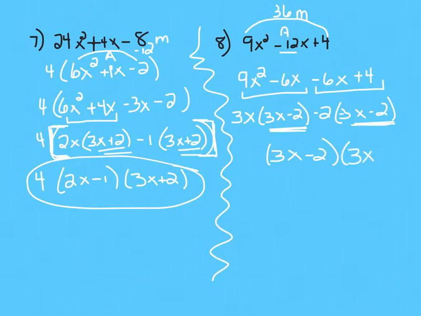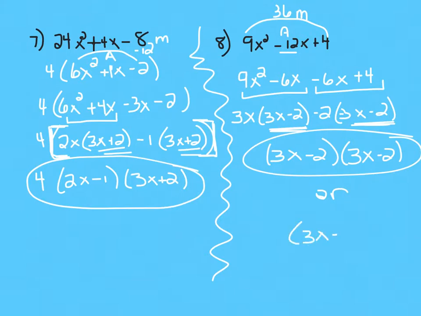Now you can leave your answer like this, or if you want, when you have two of the same factors, I'm just going to write or, you can write it once, and because there's two of them being multiplied together, we can put a square on it. So either one of those answers is acceptable for number 8.